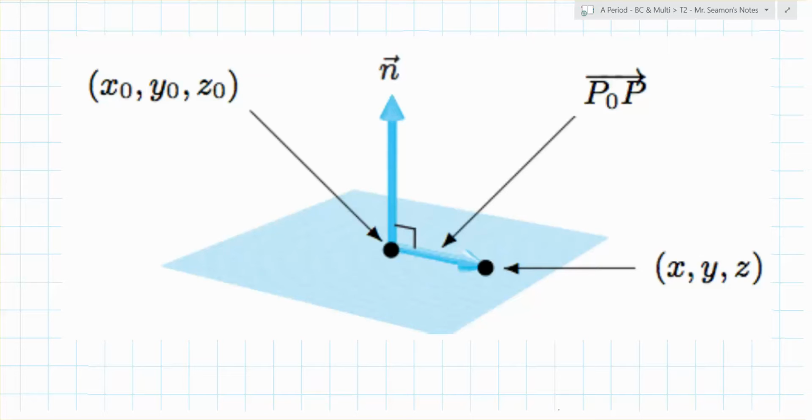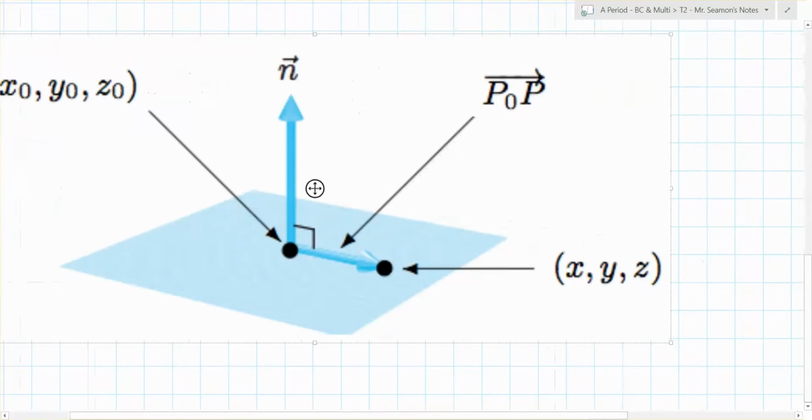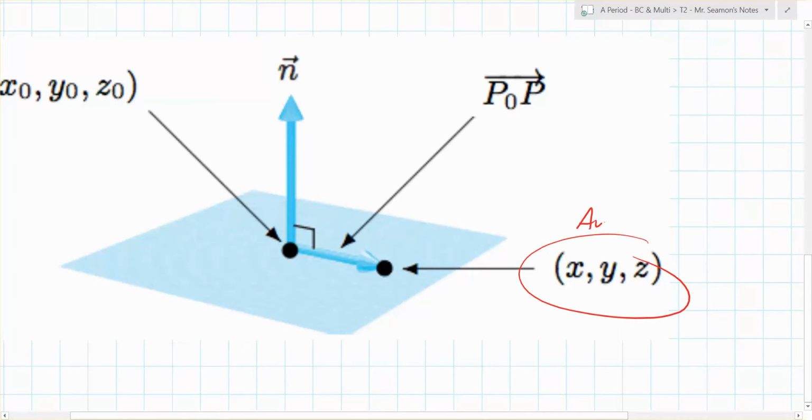N is any vector that is what in relation to that segment? Perpendicular to that segment. Where could that segment go on the plane? Like, where could x, y, z be? Anywhere on the plane. So this is really, really important to understand the setup here. This represents any point on the plane. And what does this represent?